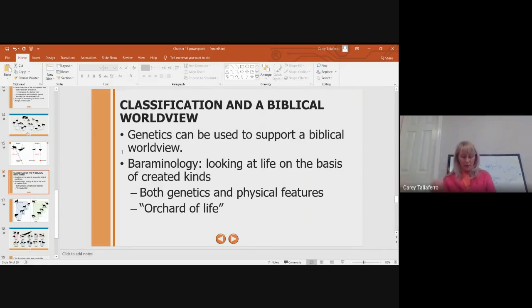But I hope you know by now that taxonomy and classification can both be used by either biblical scientists, biblical creationists, and evolutionary scientists. They're just going to interpret things differently. And their phylogenetic trees are going to look different. They're not going to be species branching out. It's going to be more kinds related. And we're going to look at some examples of that.